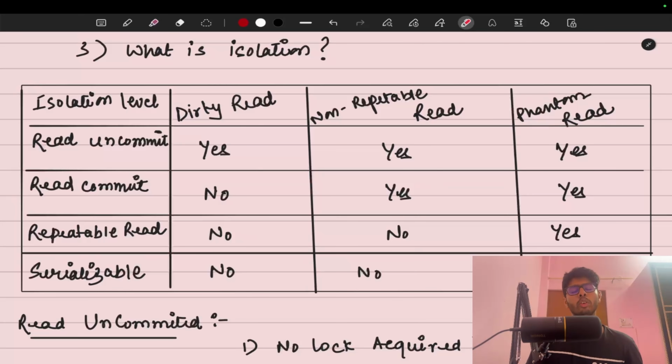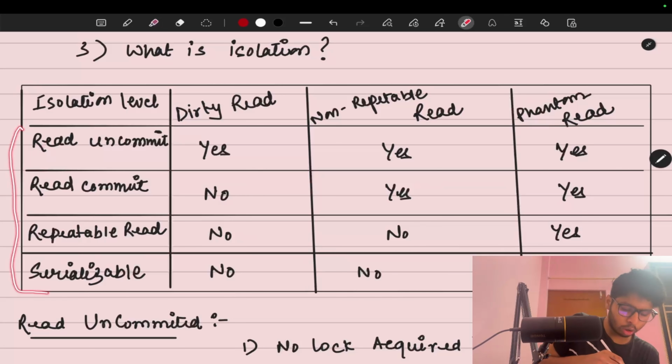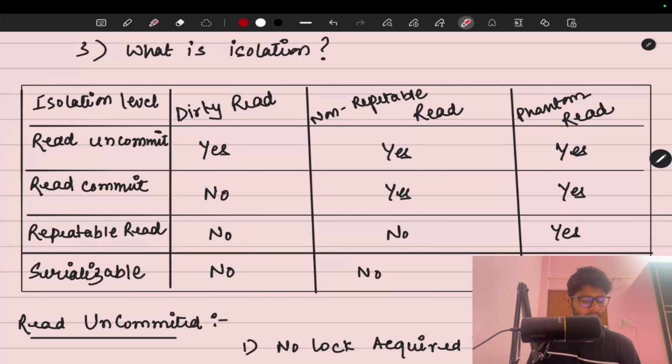Hello everyone, welcome to the fourth video of this concurrency playlist, and in this video we are going to cover the topic of isolation level. We are going to study these 4 points: read uncommitted, read committed, repeatable read and serializable. In the previous video we covered the definition of isolation and all the problems we faced in the isolation of dirty read, non-repeatable read and phantom read.